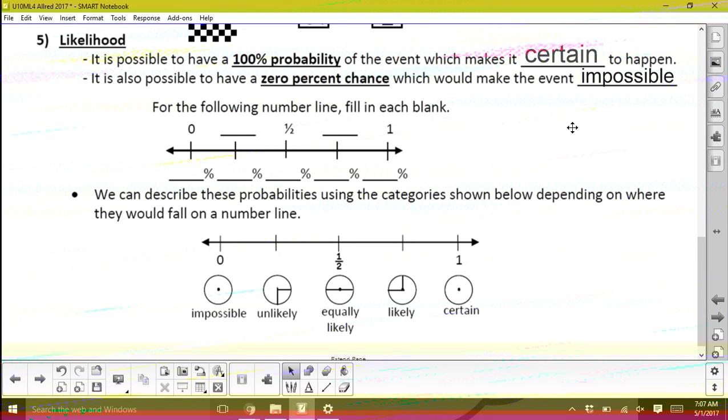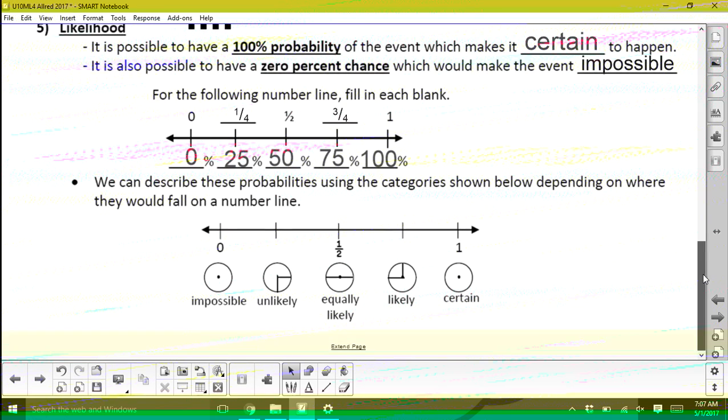Okay? On this number line, fill in this blank. Each fraction is 1/4. That's 1/4 there, and then 1/2, 3/4, and 1. The percentages that correlate with those are 0, 25, 50, 75, and 100%. It would probably be nice if you knew what those fractions and percentages were to each other. That would be a nice thing to know.